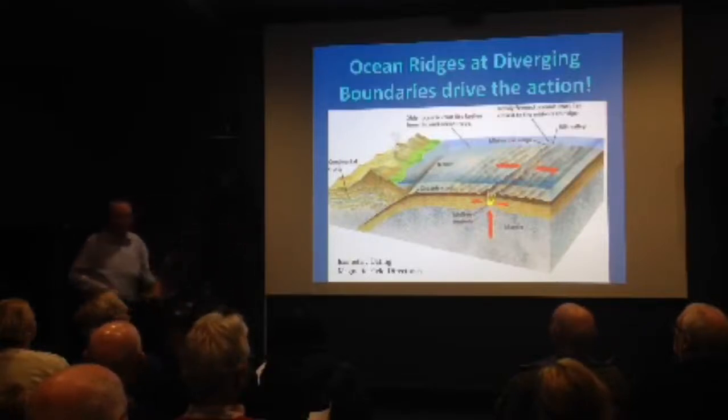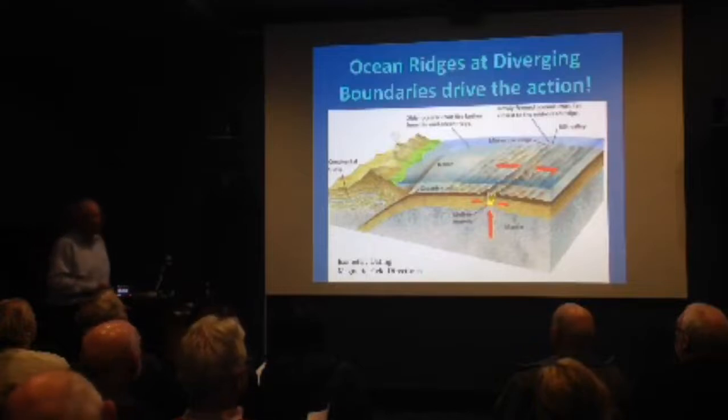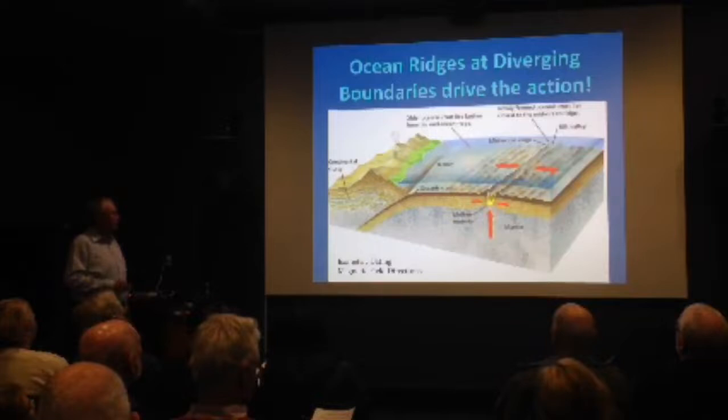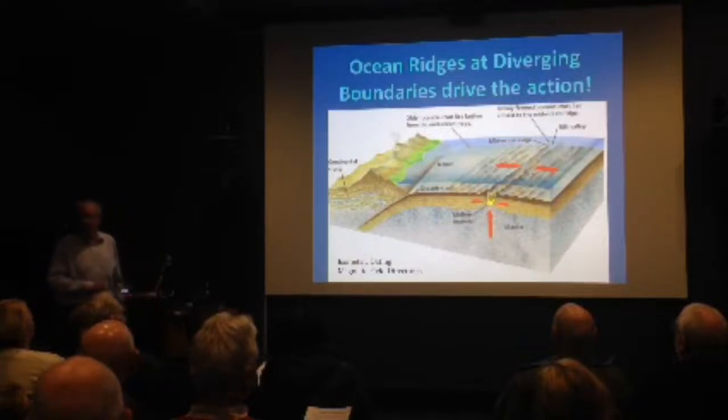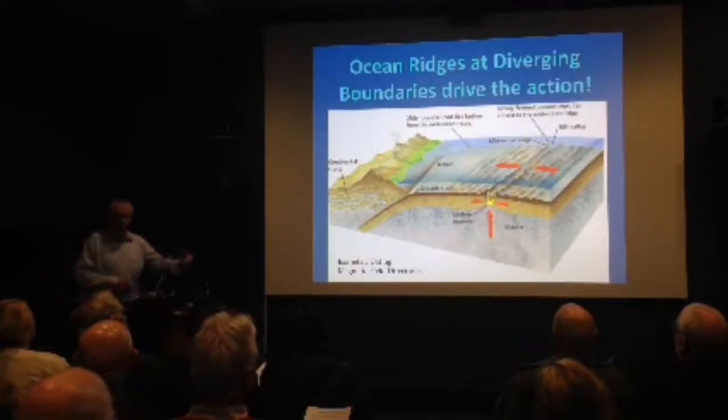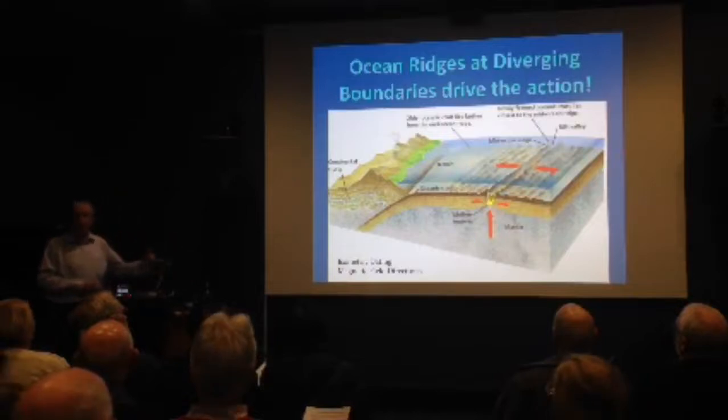This is the key driver behind the whole process: these divergent plates, mid-oceanic trenches and ridges, push it apart and drive everything else. The second point is it gives important information on what's going on not only now in the Earth, but also what's happened in the past.